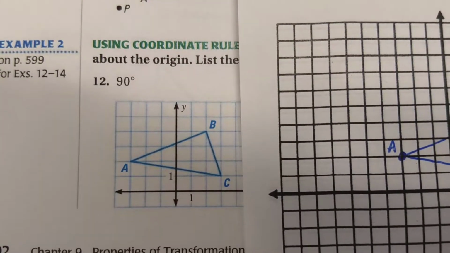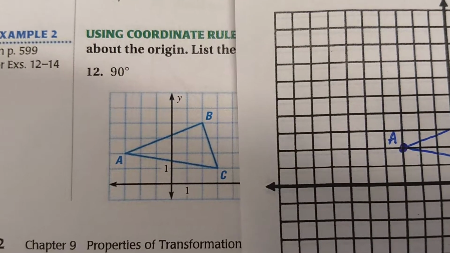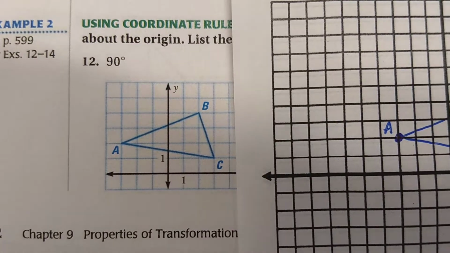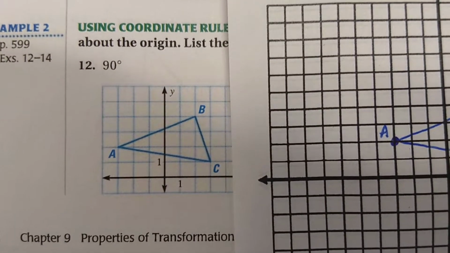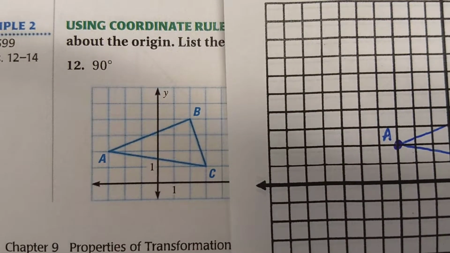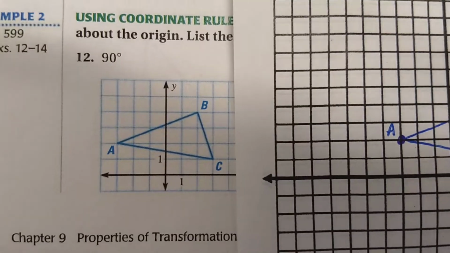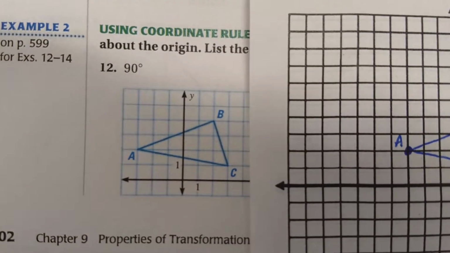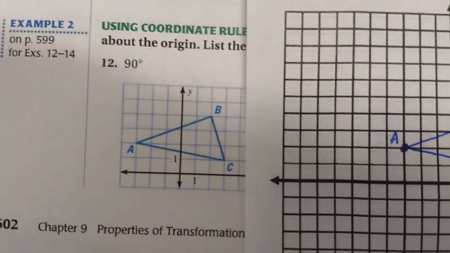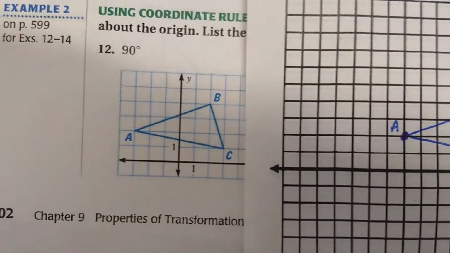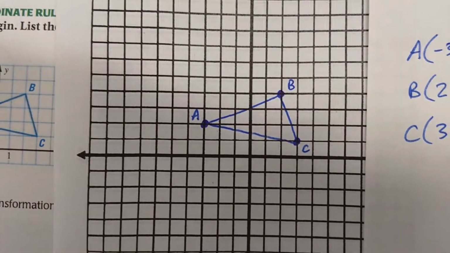Problem 12, where we're turning that triangle ABC 90 degrees, and since it doesn't specify, 90 degrees means 90 degrees counterclockwise. That's our default direction for rotating. It doesn't give us enough room there. Well, maybe it does, but I redrew it anyway.